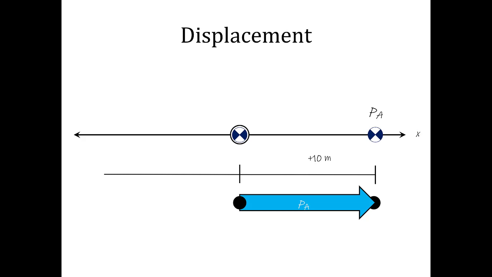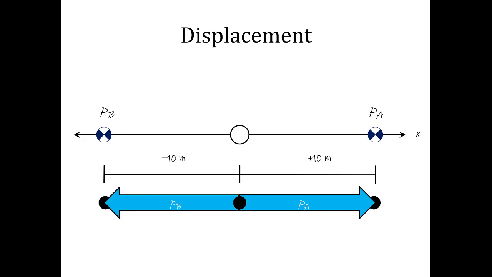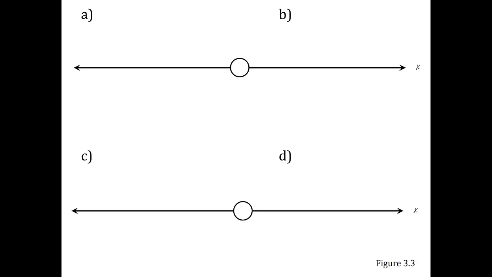Now, if our body travels from right to left to position B, again, that's still going to be 10 meters away, but that's a negative 10 meters for a displacement. And displacement for B is a left-pointing vector.